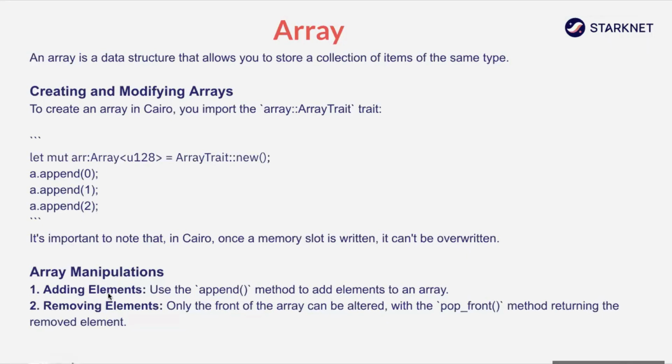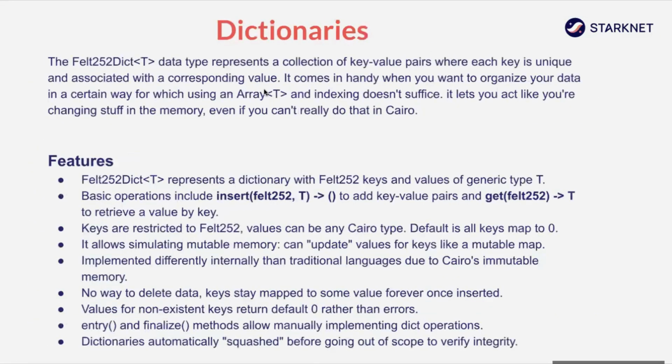So for array manipulations, to add elements you use the append method. When you want to remove elements, unlike other languages, you can't remove from the back. You can only remove from the front using the pop_front method. So let's quickly practicalize that.